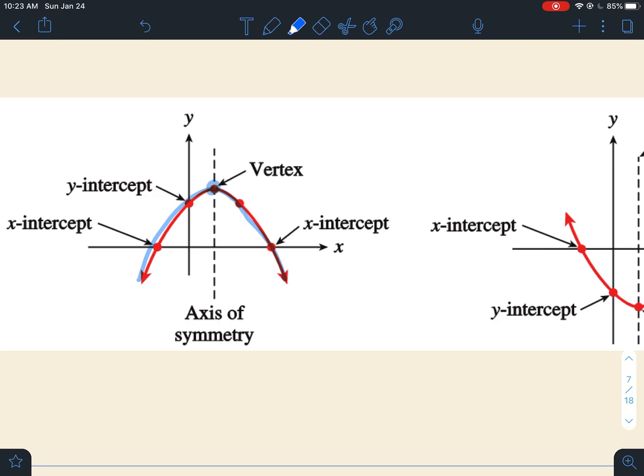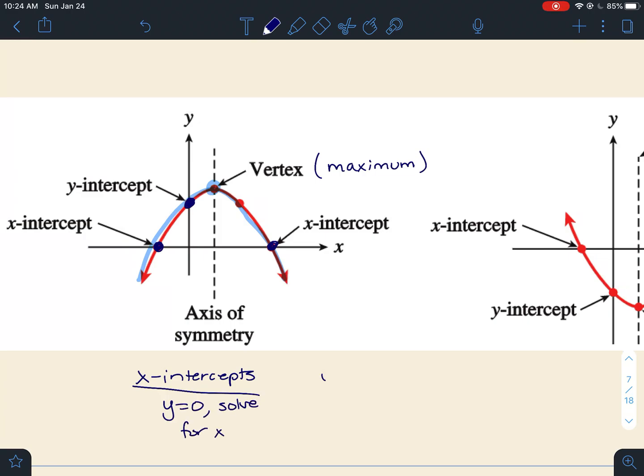If the U shape opens down, or it looks like a frown, that top point is called the vertex. In this case, that vertex would be a maximum point on the parabola, the highest point. Where the parabola crosses the y-axis is called the y-intercept, just like in a line. And where it crosses the x-axis, these 2 points, are called the x-intercepts. Remember, to find x-intercepts, you let y equal 0 and then solve for x. To find the y-intercept, you let x equal 0 and then solve for y.